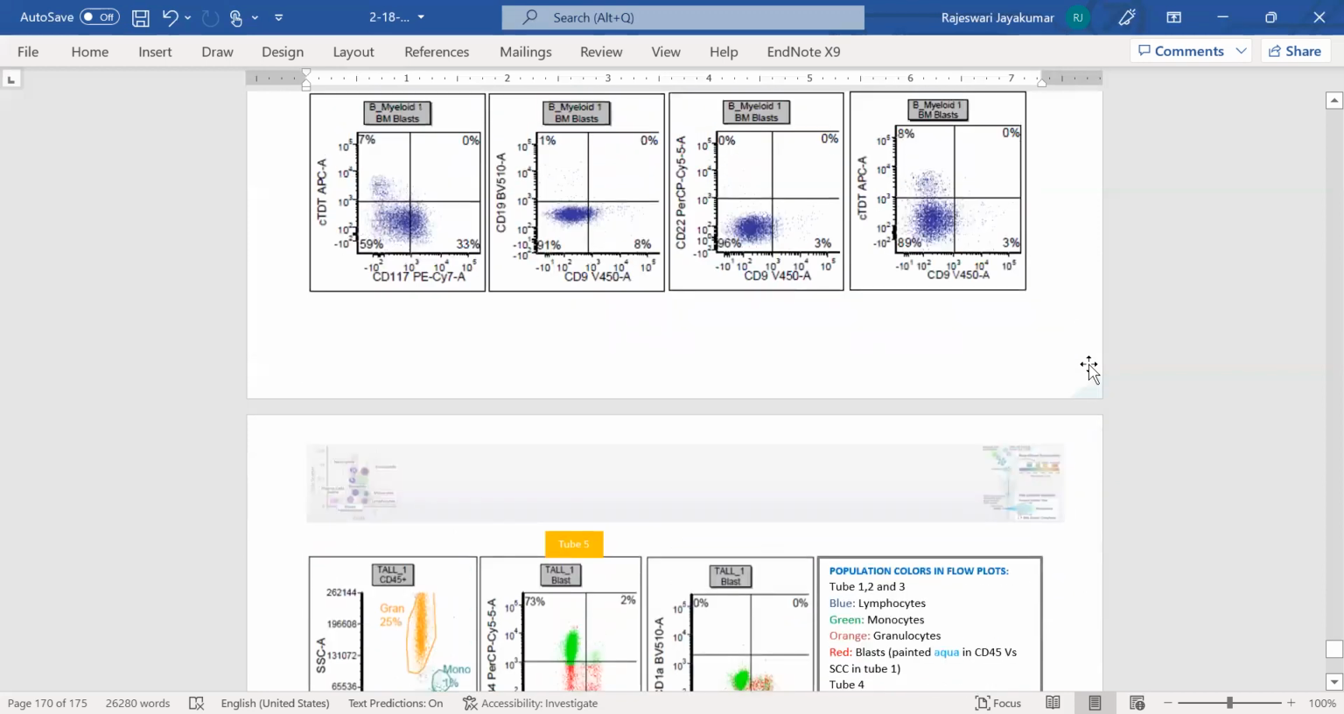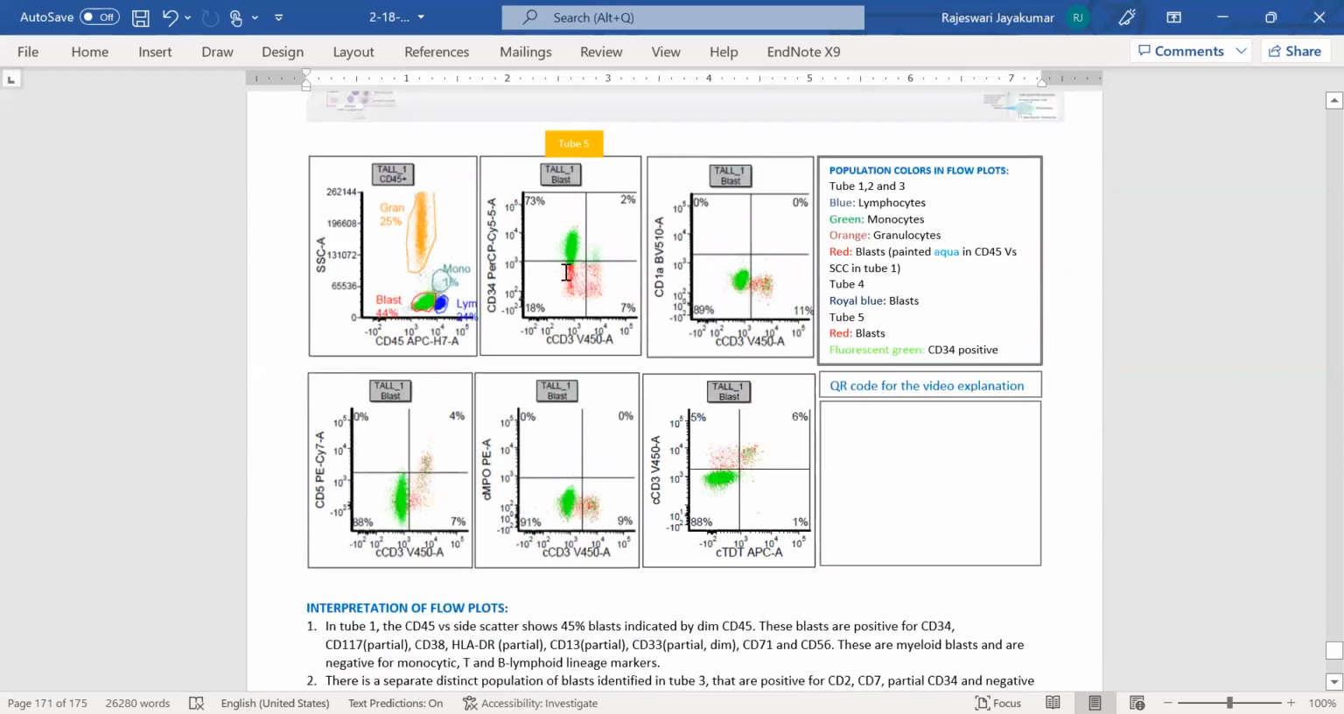Then when we go to the cytoplasmic T cell tubes, we see that the blasts are painted in green here, fluorescent green, but it also includes some cells painted in red. So if we see here, the majority of the blasts, like we saw in the previous tubes, are CD34 positive, and there is a small subset that is cytoplasmic CD3 positive, which expresses a partial CD34. These are CD1A negative. They express a partial CD5.